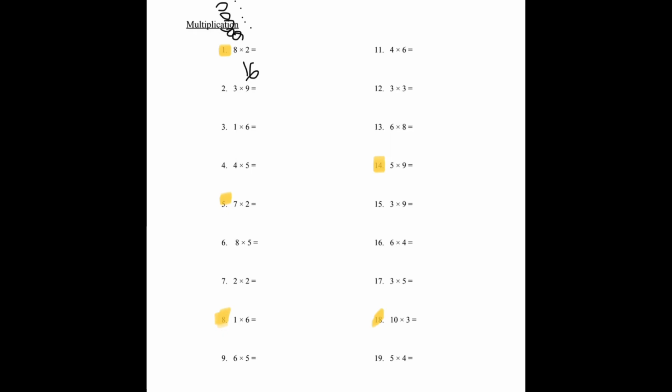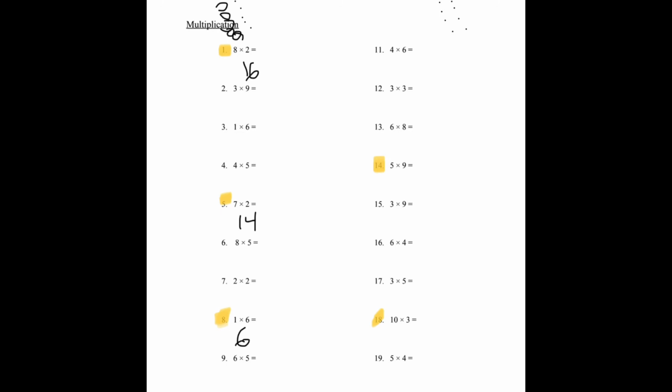Okay, 7 times 2. That also means 7 dots, and then you have 2 in each. And if you count that, you get 14. Or you could add 7 plus 7, or 2 plus 2 plus 2, 7 times. 14. Okay, 1 times 6. Whenever you multiply any number by 1, it just stays the exact same number because you're just multiplying by 1. So 6 times 1 equals 6.